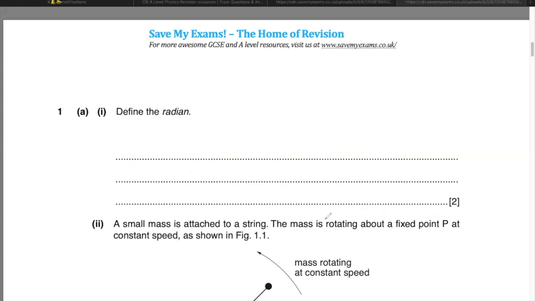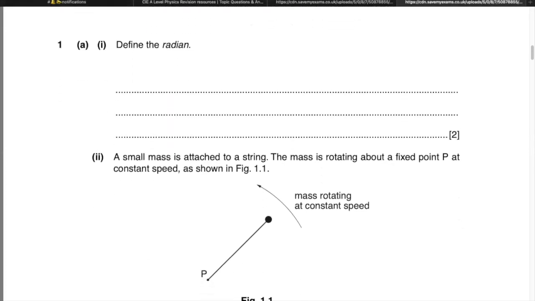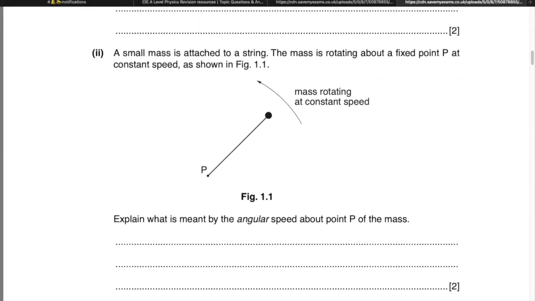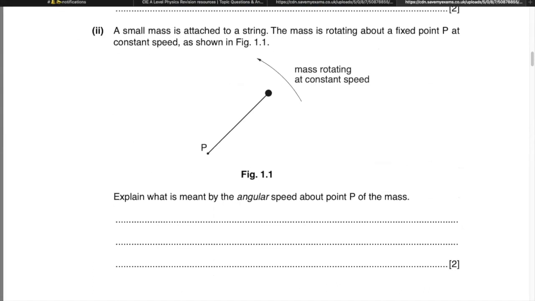That's an easy question. Now, this might be a bit tricky because it's a bit different than the actual definition. A small mass is attached to a string. The mass is rotating about a fixed point P at a constant speed, as shown in figure 1.1. Explain what is meant by the angular speed about point P of the mass. What do you think is the answer, guys?